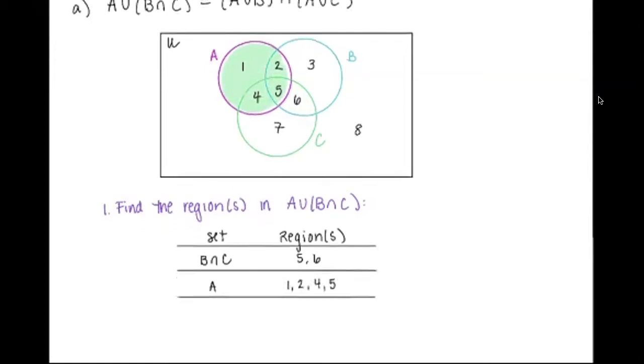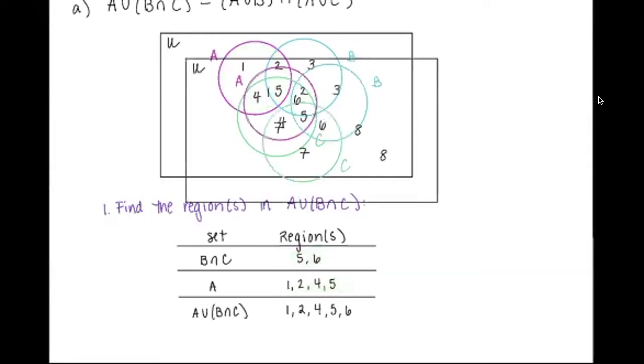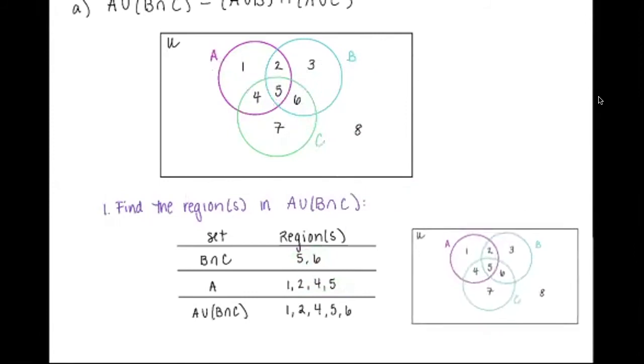Okay. Now I've got to deal with this union operation. So I want to merge these two sets together, which means I merge those regions. So 5 and 6 were in B intersects C. I'm going to merge all of these together. So the region that's in A union B intersects C would be 1, 2, 4, 5, and 6. So this would be the regions this operation talks about. And so off to the side, I'm going to go ahead and highlight that just so we see it all. Everything in here along with 6.